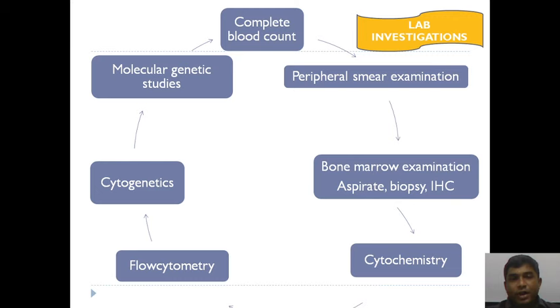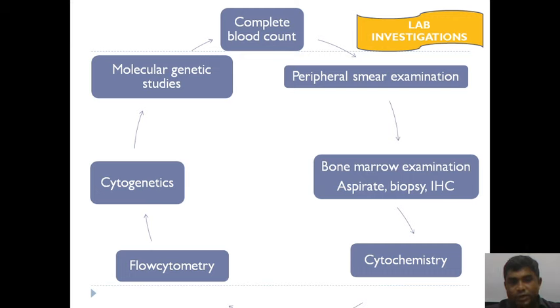So there is an array of investigations which we do when we suspect an acute leukemia. This starts from simple investigations to very complex studies. A complete blood count is a commonly used investigation which points out many abnormalities in the blood counts, and good peripheral smear examination shows us the morphology of the blasts if they are present in the peripheral blood. A bone marrow examination is a key test in the case of an acute leukemia.